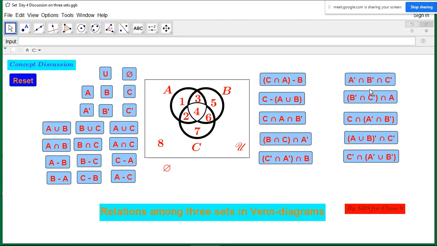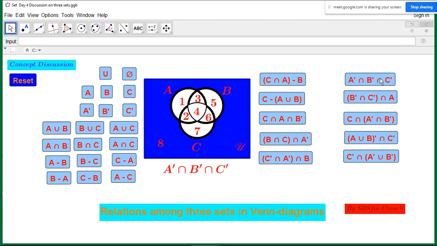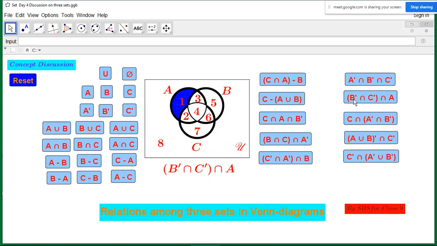Oh, it's 8? Yes, because this is outside the set A union B union C. That's good. So in this way, you can try all the activities and you can learn. Thank you for your right answer.